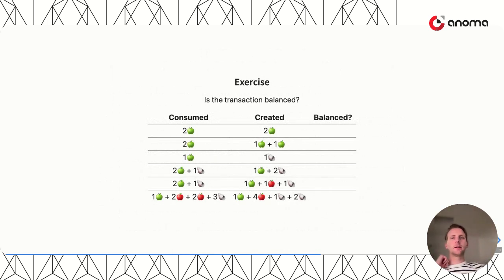Right, so let's start with the first example. Here we have 2 green apples on the left side and 2 on the right side. This is a balanced transaction. Here we have a 2-apple resource, and 2 resources with 1 apple each. This is also balanced. Here we have an apple and a shell. Those are of different kinds, and this is not balanced.